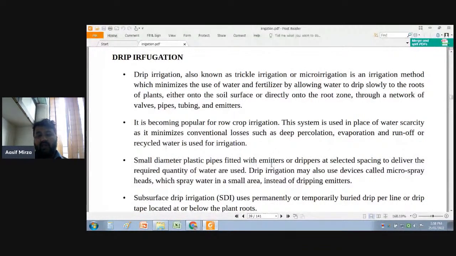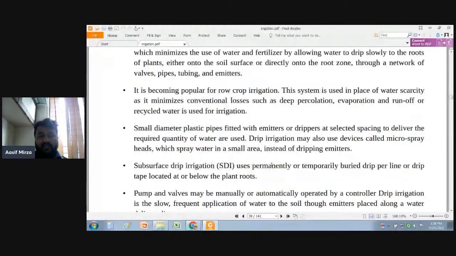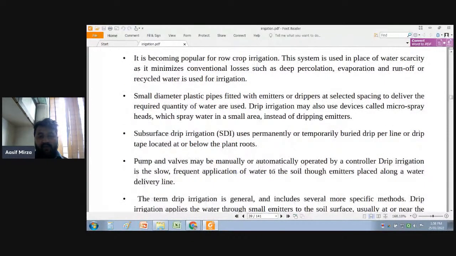Drip irrigation may also use devices called micro spray heads, which spray water in a small area instead of dripping emitters. Subsurface drip irrigation uses permanently or temporarily buried drip line or drip tape located at or below the plant roots. Pumps and valves may be manually or automatically operated by a controller. Drip irrigation is the slow, frequent application of water to the soil through emitters placed along a water delivery line.